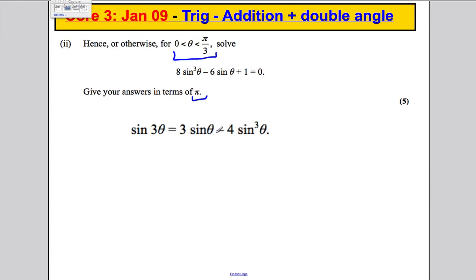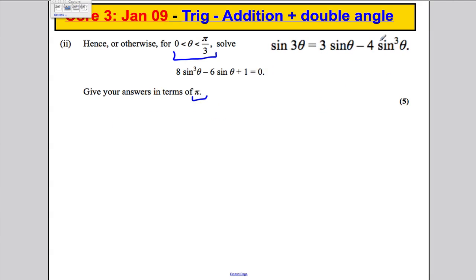So that's what we've shown in the previous part. Okay, is there any way we can use this identity here? Well, first of all, I think we can. Why don't we subtract 8 sine cubed theta off both sides and add 6 sine theta to both sides? So I get 1 equals 6 sine theta, subtract 8 sine cubed theta, right?